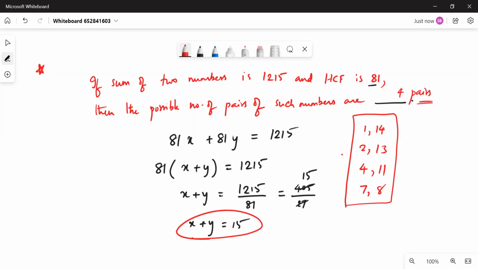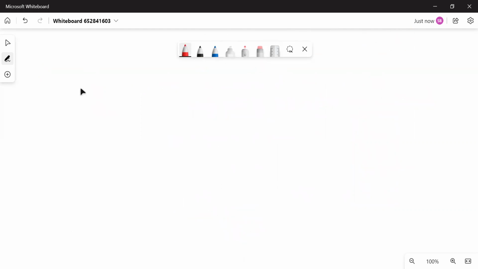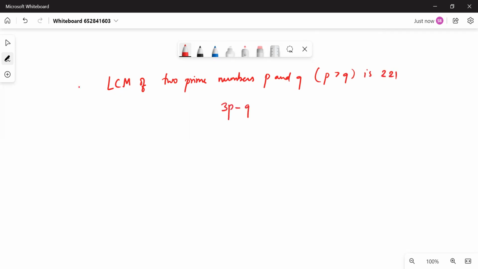You will have options, sir, so you need not worry. Moving to the next question. LCM of two prime numbers P and Q, where P is greater than Q, is 221. Find the value of 3P minus Q.